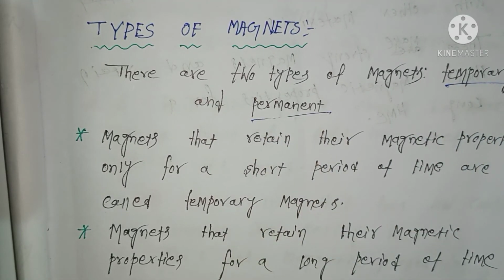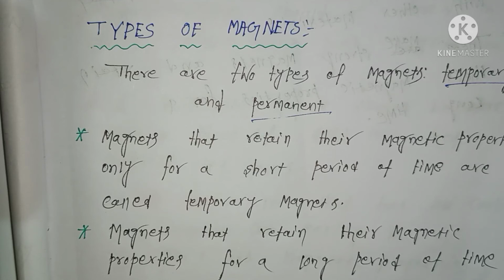Temporary magnets are magnets that retain their magnetic properties only for a short period of time. Temporary magnet means the magnetic property will remain for a very short period. It will not last long; in very little time it will lose its magnetic property. That is known as a temporary magnet.